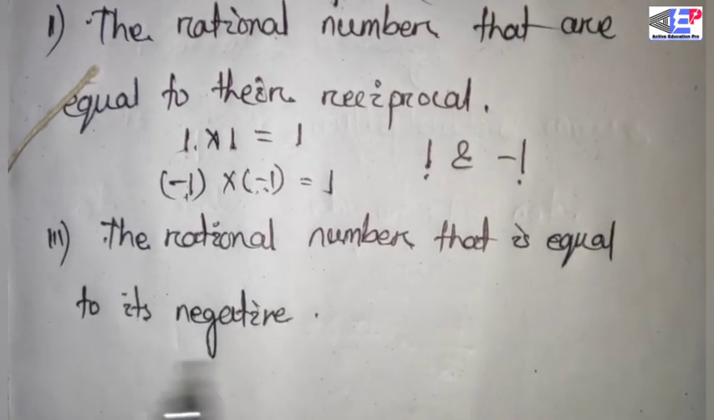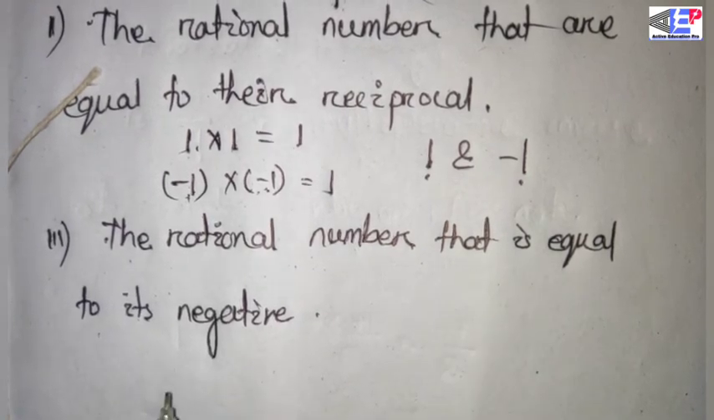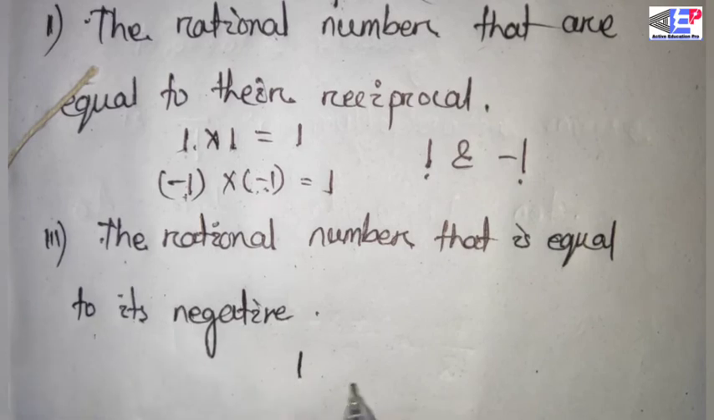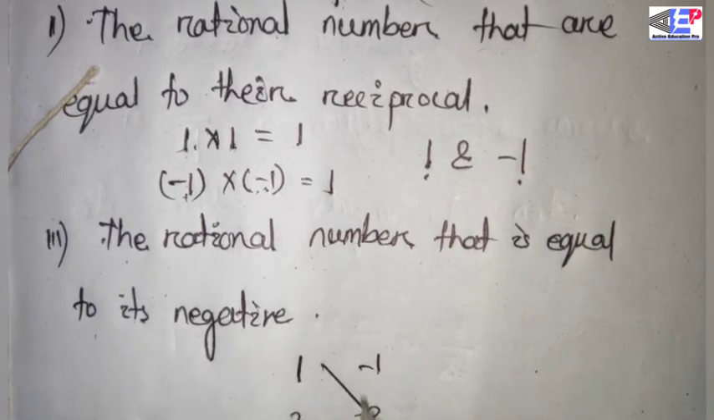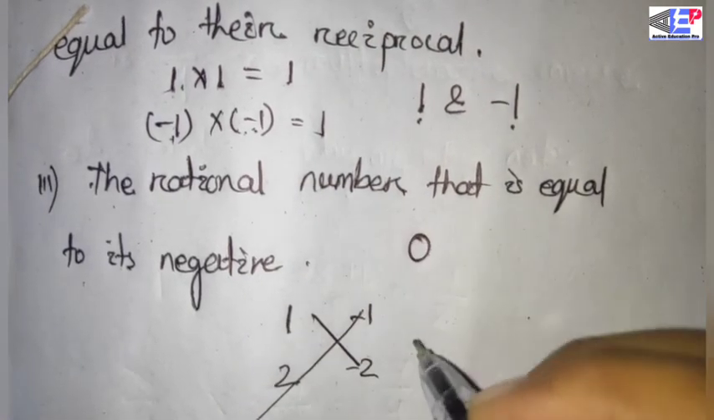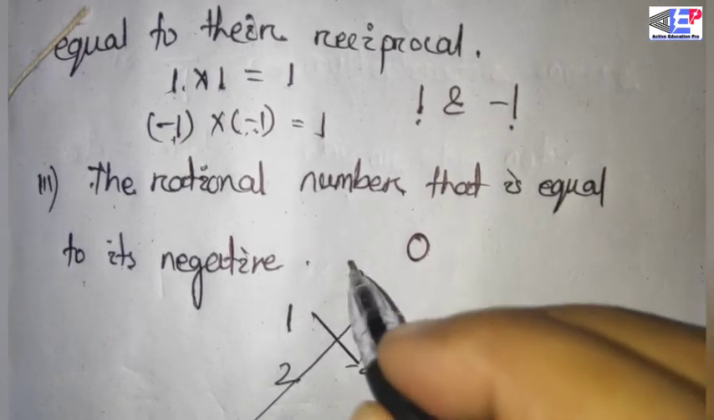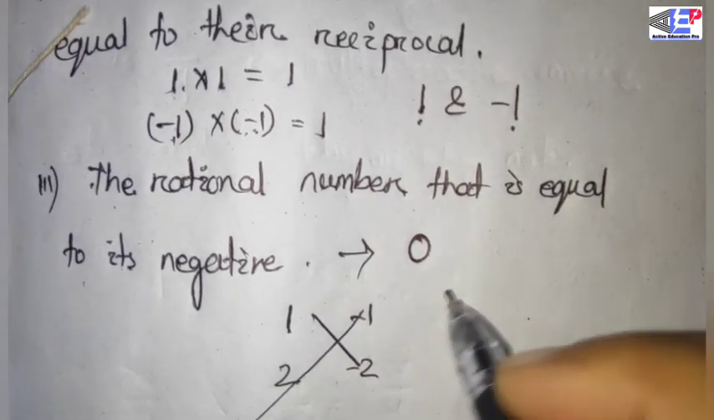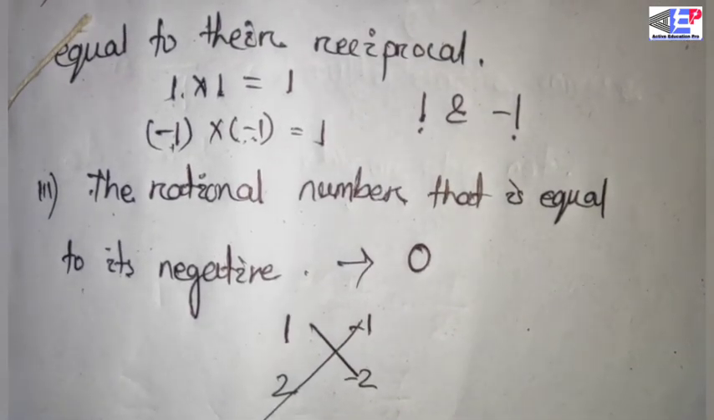Okay, in my next third bit, the rational number that is equal to its negative. Rational number that is equal to its negative means if you write 1, then its negative is minus 1. If you write 2, its negative is minus 2. So these numbers are not right. Here your answer is 0, because 0 has no negative sign. The rational number that is equal to its negative is 0. The next is question number 11.